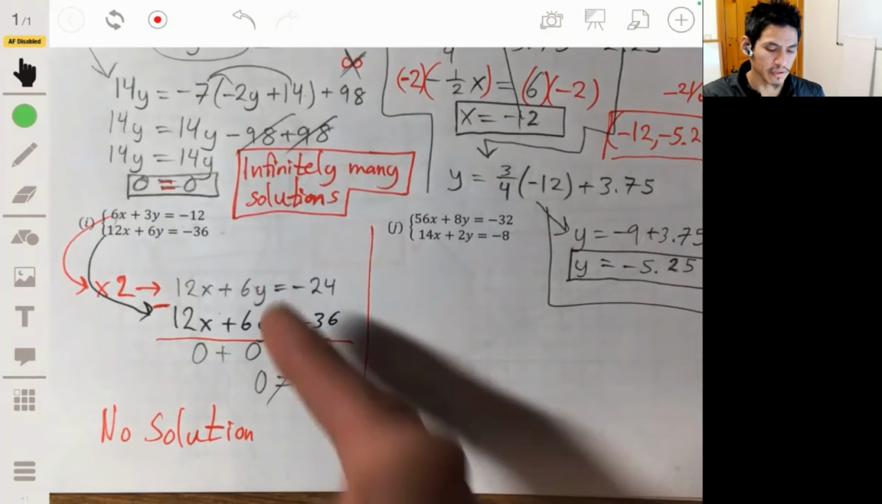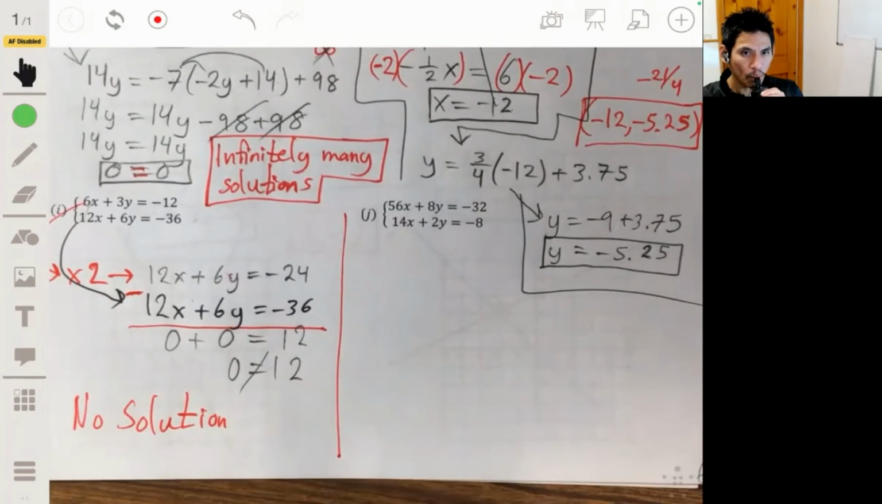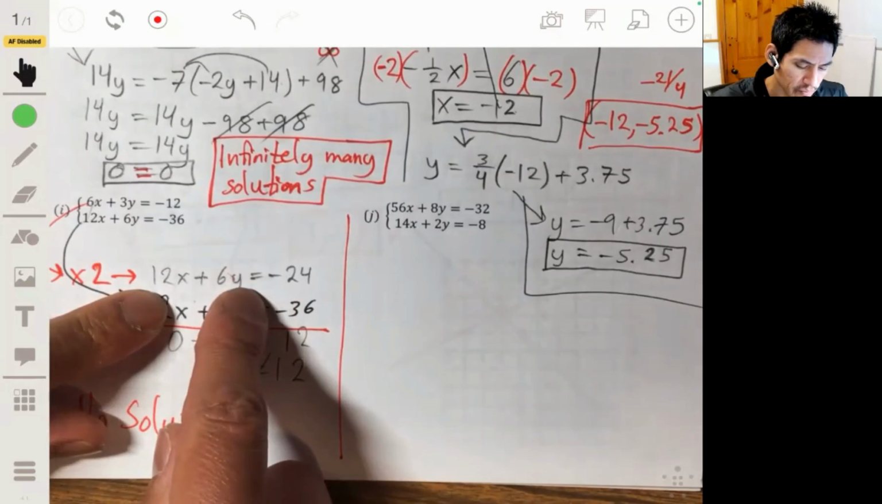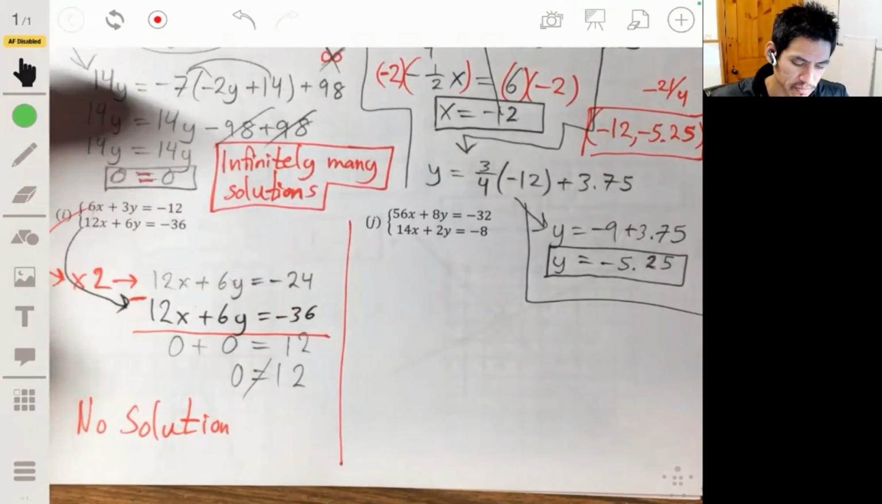This would just be parallel lines. If you did this graphically, parallel lines never intersect. So then there's no solution. Going further, if you were to solve each of these for y, they would have the exact same slope, except just different y-intercepts.